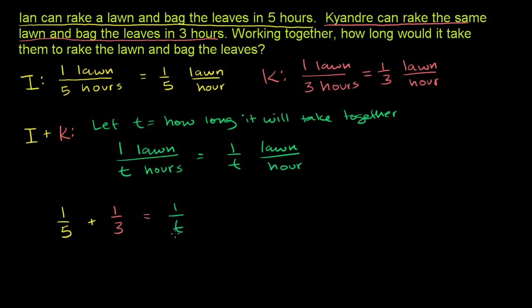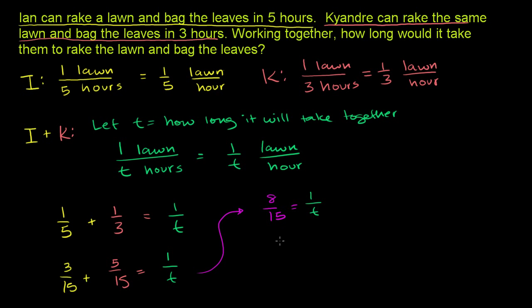And now we just have to solve for t, and we'll know the total number of hours it will take them. To do that, we just have to add 1/5 plus 1/3. We can have a common denominator of 15. So this is the same thing as 3 over 15 plus 5 over 15, which is equal to 1 over t. Now we have a common denominator, so 3 plus 5 is 8, so this is 8 over 15 is equal to 1 over t.